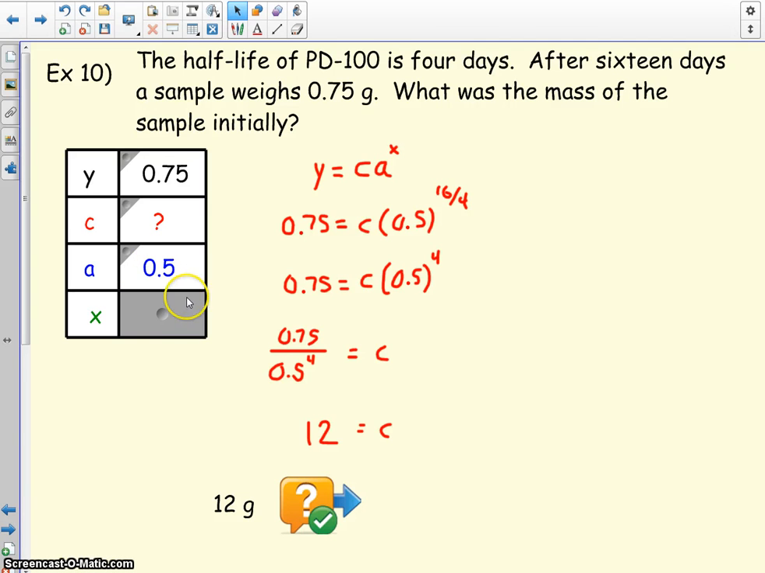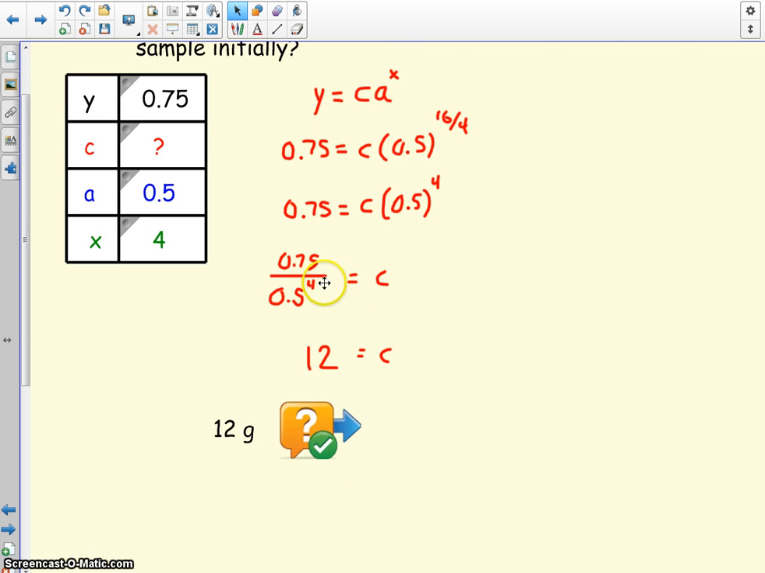And for our exponent, we're given 16 days, but the half-life is 4 days. We can't put 16 as the exponent, because it's not halving 16 times in 16 days, it halves every 4 days. So we take the 16 days, divide it by 4, and it gives us an overall exponent of 4. So we wind up with 0.75 equals c times 0.5 to the exponent 4. Divide both sides of the equation by 0.5 to the exponent 4, and you can solve for c and get 12.